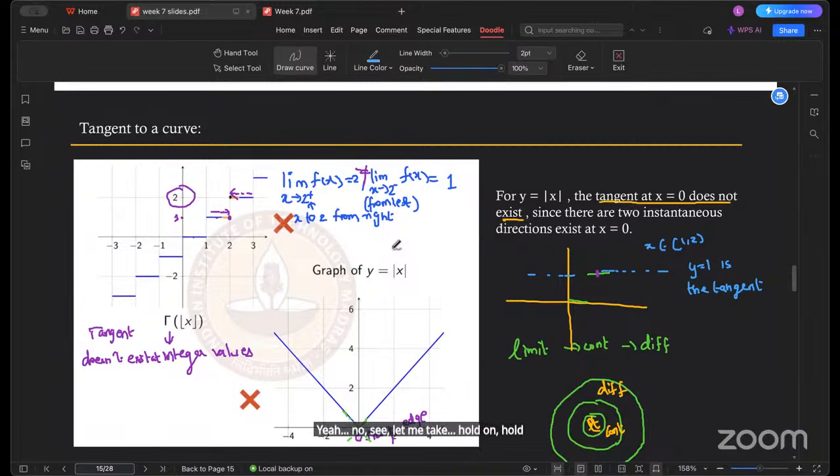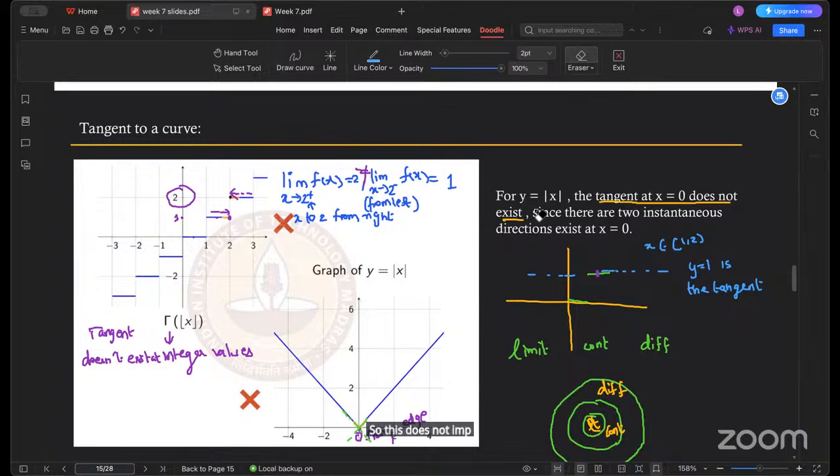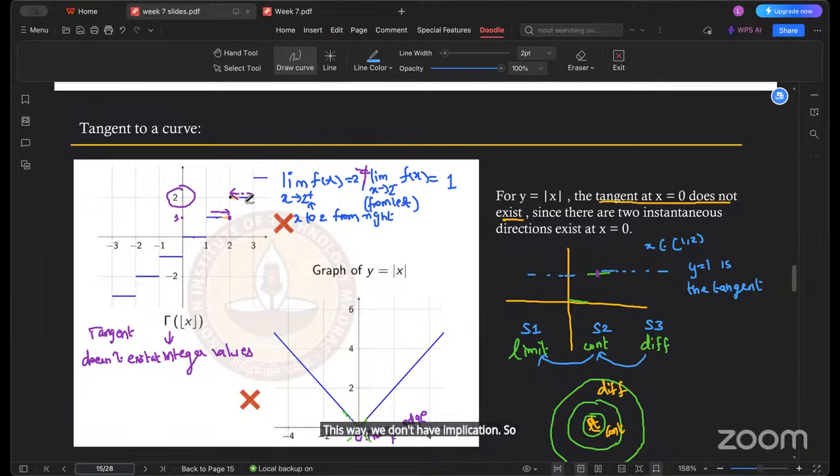If the limit exists, then only we can talk about continuity. This does not imply continuity. So it's like steps: step 1, step 2, step 3. They are not implications. The implication is only in this way; this way we don't have implication. So if the limit exists, then we can check for continuity. If the limit does not exist, then we can say straight away that it is not continuous and not differentiable.